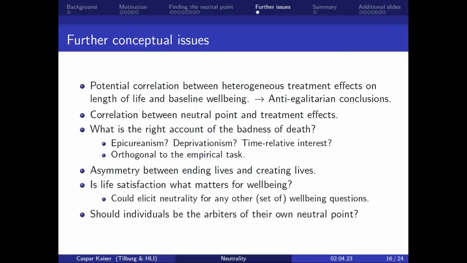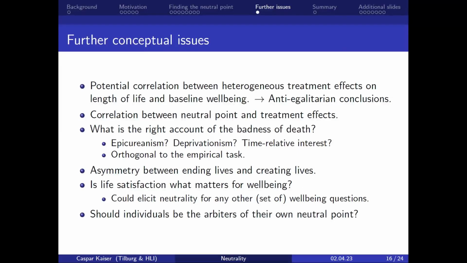There's also a bunch of other issues that I'm just going to quickly go through, and then I hope that you can help me deconfuse a little bit. So the first one, which I think also relates to Sophia's presentation, is that if you want to do policy analysis based on both the quantity and quality of life, then you can often have strongly anti-egalitarian conclusions.